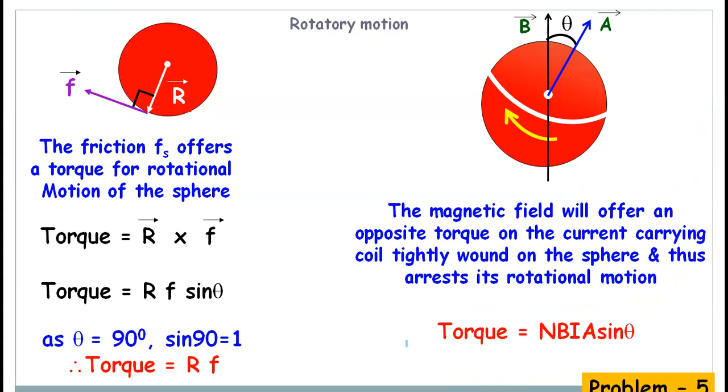Now torque acting on a coil, current carrying coil, in fact, placed in a magnetic field is given by the formula NBIA sin theta, where theta is the angle between magnetic field and area vector. So which is theta here. Okay, fine.